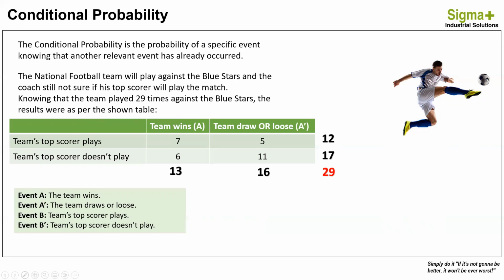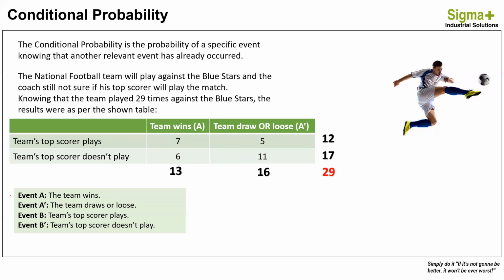So again here, what you can see is another type of contingency table, in fact. The team's top scorer played 12 times against the Blue Stars. And when he played the 12 times, the team won 7 times and lost the match 5 times. The team played 17 matches without the participation of its top scorer, and the result was that the team won 6 times and drew or lost the match 11 times.